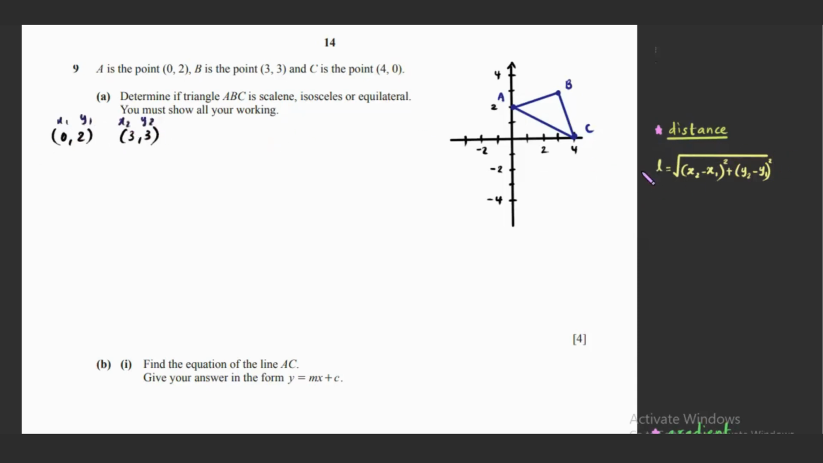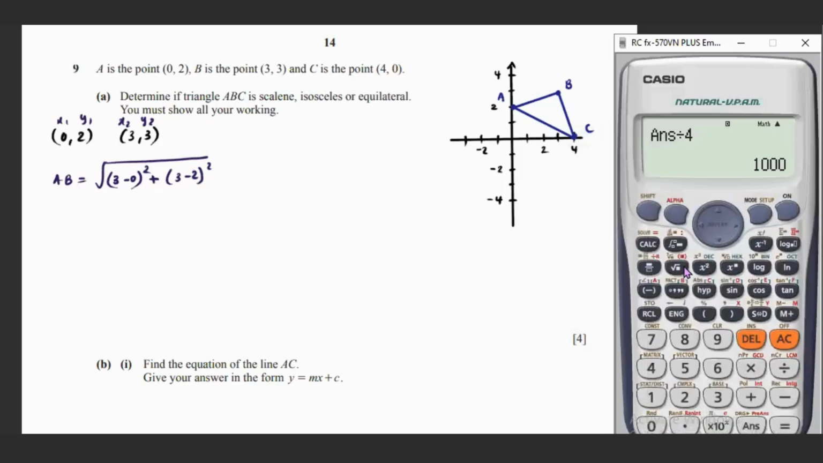So I'm going to make use of the length formula, which is the distance AB. To find the distance AB, I need to square root the difference in the x values squared plus the difference in the y values squared. So x2 minus x1 is 3 minus 0, squared, plus y2 minus y1 is 3 minus 2, squared. Add them together and square root it. So I'm going to put this in the calculator and let's see what we get.